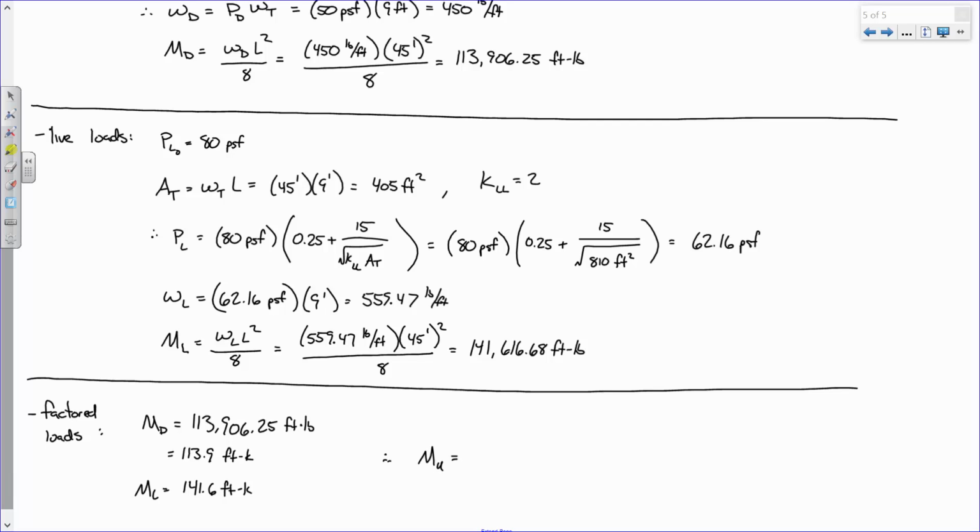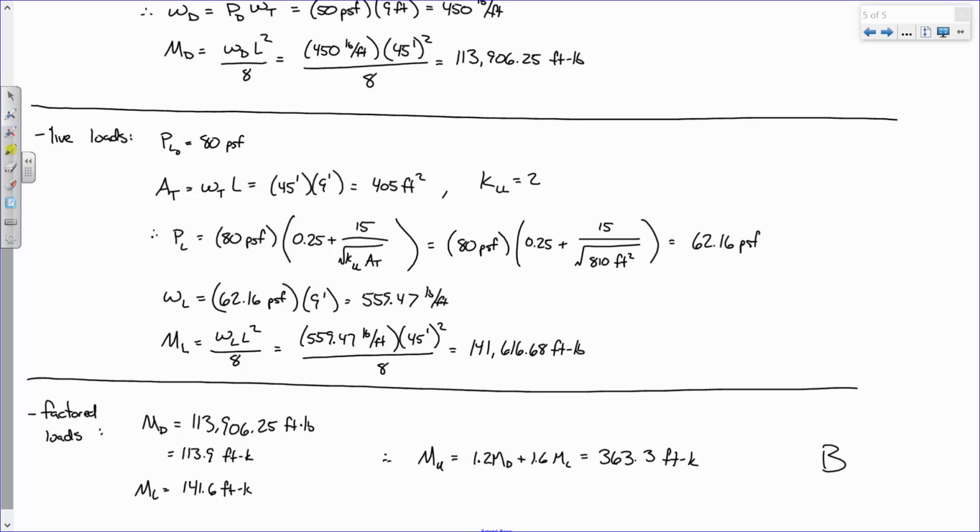Therefore, our factored moment is 1.2 M dead plus 1.6 M live. Has anybody got a value on that for me? So 1.2 times 113.9 and 1.6 times 141.6. 384.84. Do I have a second on all that? I was going to say, that's not what I got, 363 something. Like 363.3. So it's 113.9 and 141.6? Was it 119.3 or something? That'll do it. All right, and so which answer is that?